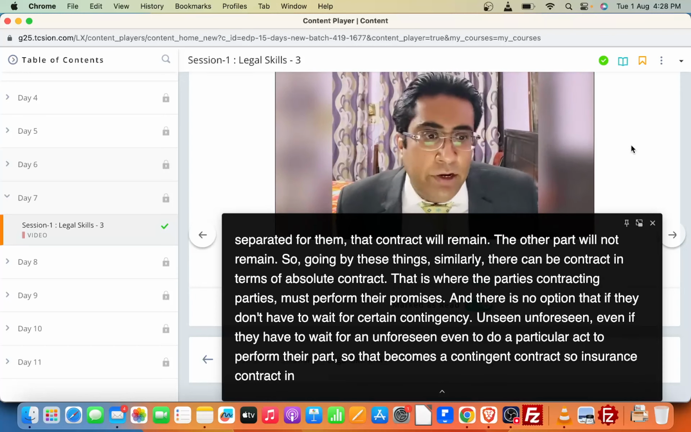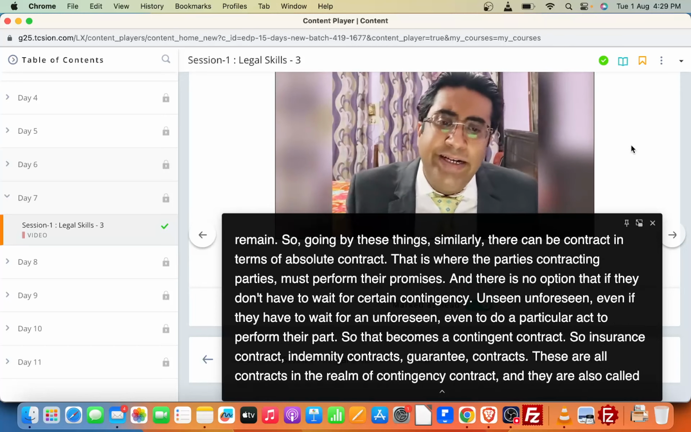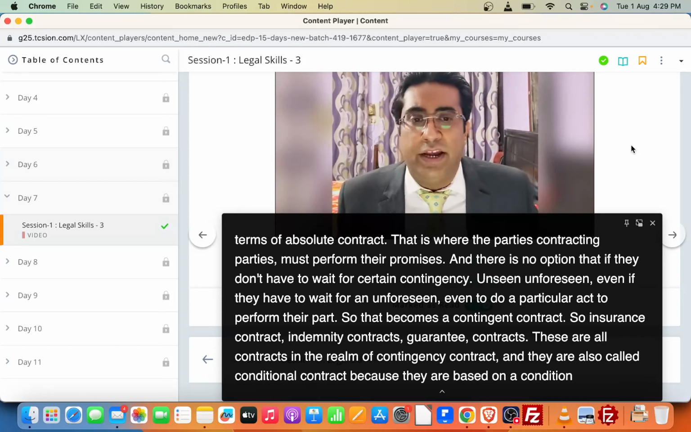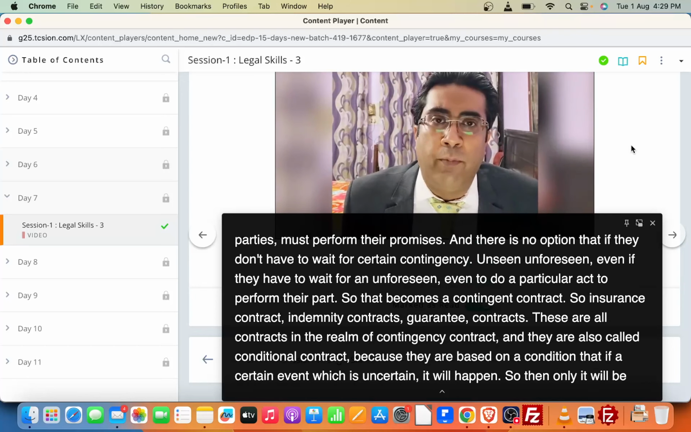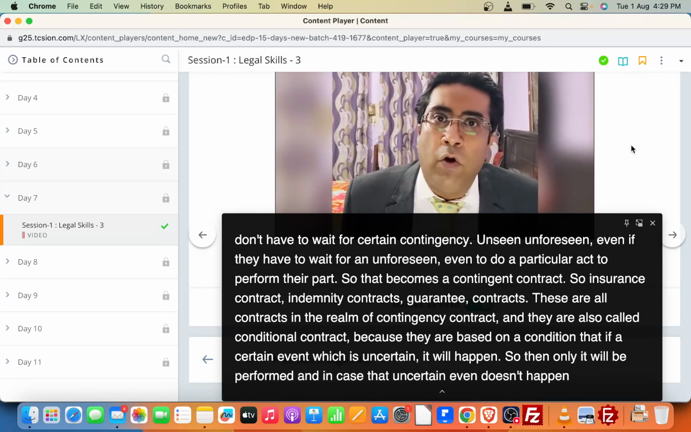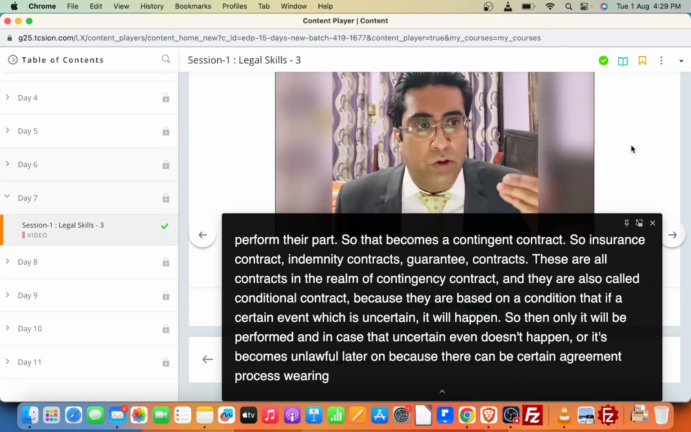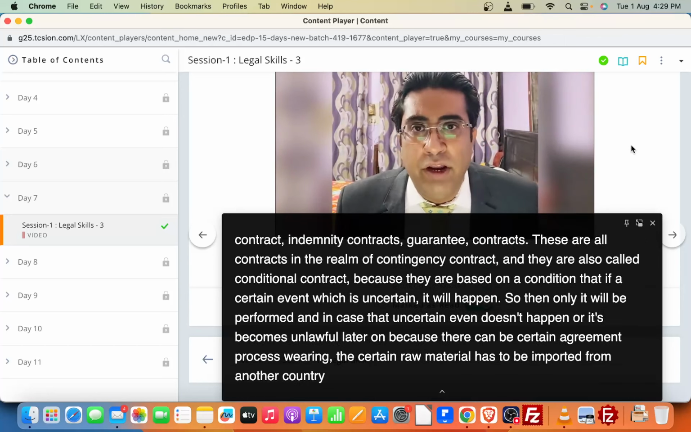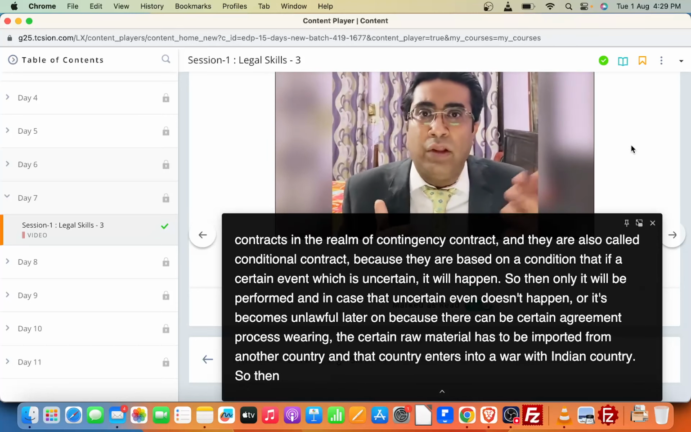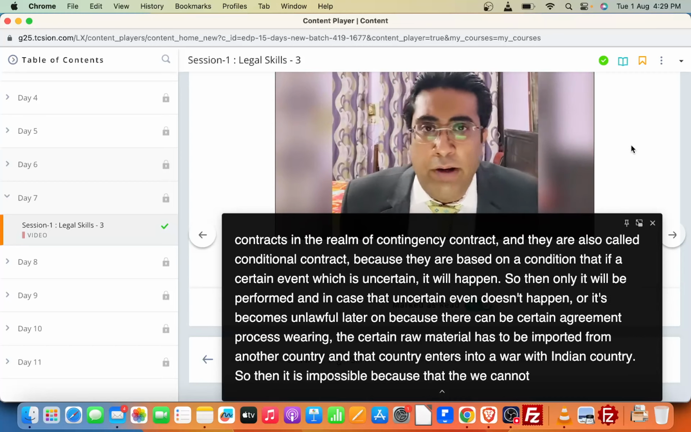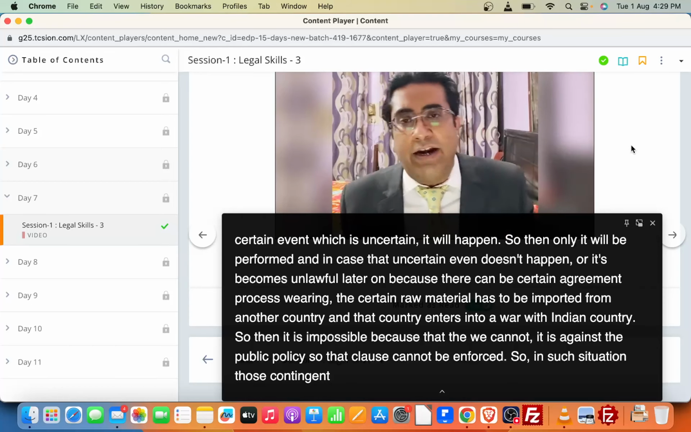So insurance contracts, indemnity contracts, guarantee contracts, these are all contracts in the realm of contingent contracts, and they are also called conditional contracts because they are based on a condition that if a certain uncertain event happens, then only it will be performed. And in case that uncertain event doesn't happen or it becomes unlawful later on, because there can be agreement clauses wherein certain raw material has to be imported from another country, and that country enters into a war with India, then it is impossible, because it is against public policy, so that clause cannot be enforced. In such a situation, those contingent contracts may become void.